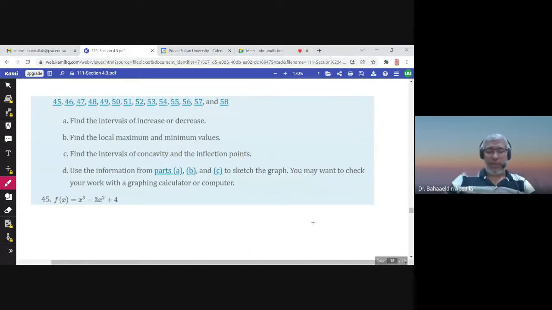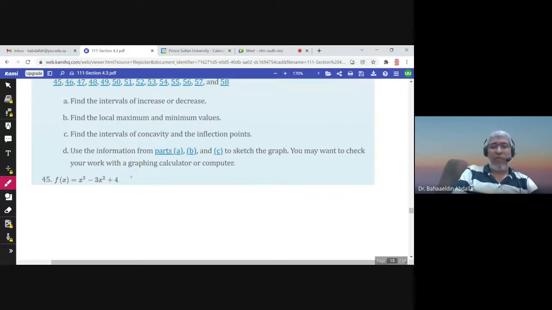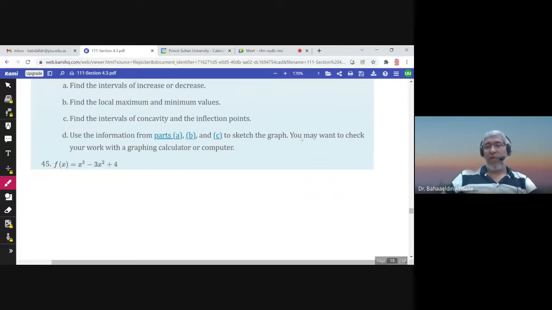This is the last part about section 4.3, and we will solve some exercises about curve sketching. Here he is asking these parts about each question: intervals of increase, decrease, local maximum, minimum, intervals of concavity. Use the information to sketch the graph. You may want to check your work with a graphing calculator or computer.